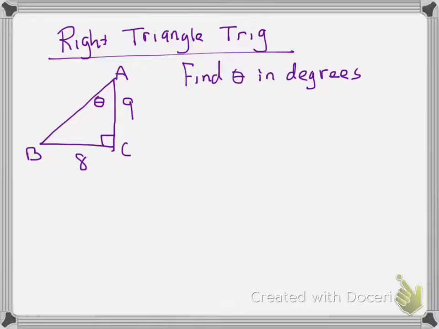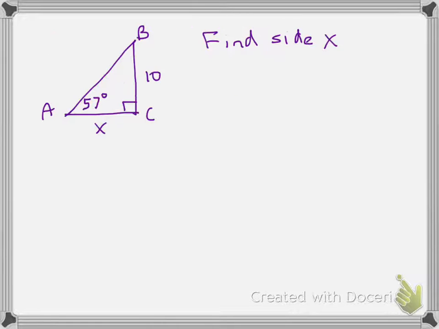All right, so with this video, what we're going to work on is a little bit of right triangle trig. So we're going to do two things. We're going to work on trying to find an angle measure in degrees. So that means our calculator mode needs to be in degree mode, not radian mode. And then we also are going to try and find a missing side with this one.